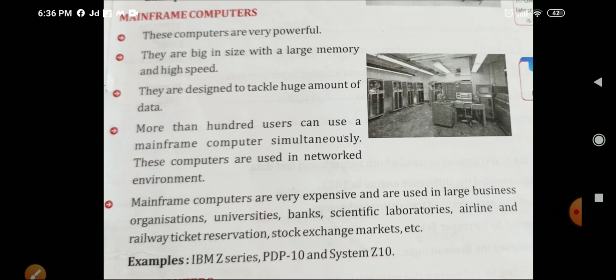These computers are used in a networked environment. In these computers we can do networking. We can connect all the computers with one another. Mainframe computers are very expensive and are used in large business organizations, universities, banks, scientific laboratories, airlines and railway ticket reservation, stock exchange, markets, etc. Examples: IBM Z series, PDP-10, System z10.